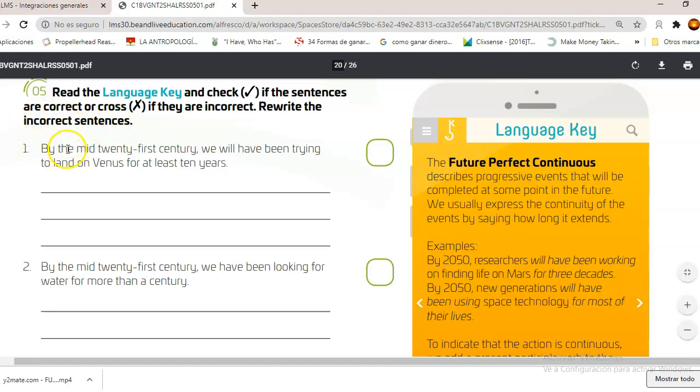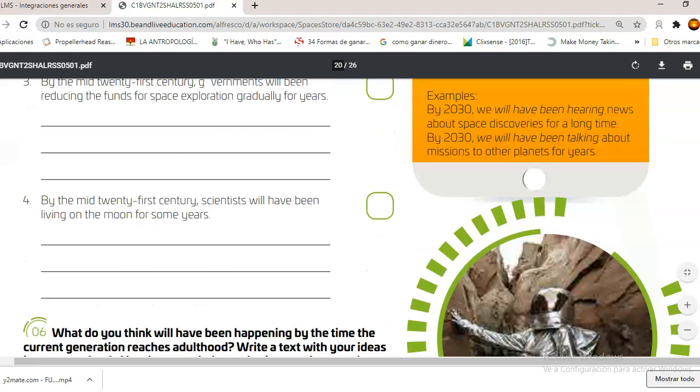So number one, by the mid-21st century, we will have been trying to land on Venus for at least 10 years. I think this one is correct because, as you can see, we have the future, the two auxiliaries that are showing us that it's in a perfect form, and then we have the continuous form of the verb try, which is adding the ing. So for me, this one is correct. I don't have to rewrite it. I just have to put a check. So that is pretty much what you have to do in that exercise.